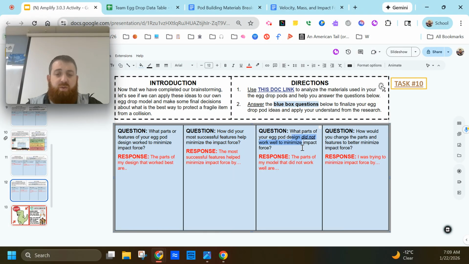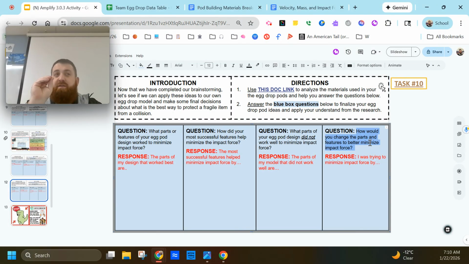What did those successful features do when minimizing impact force? And then the second part is what didn't work, right? What were the things that were missing, or what were the things that you used that just simply didn't work when minimizing impact force? So again, you'll have to think about your pod. You'll have to think about how you built it. You'll have to refer back to the building materials here. And then lastly, how would you change those parts? If something was missing, what would you add on? If you used a material and there was a better one because it would help minimize mass or help minimize velocity or increase that collision time, what would you use and why?